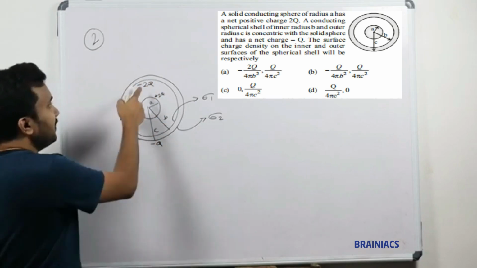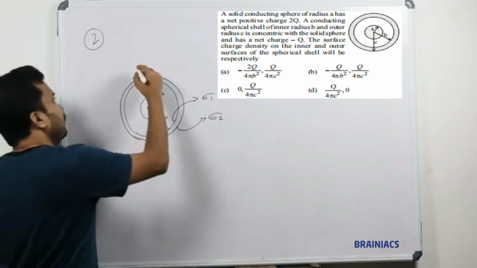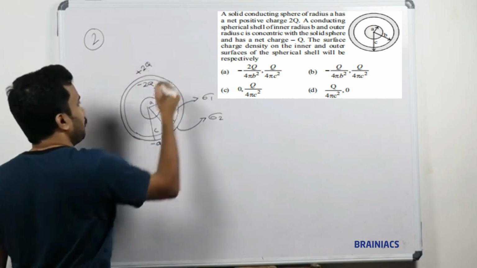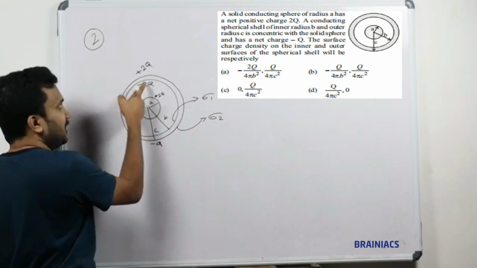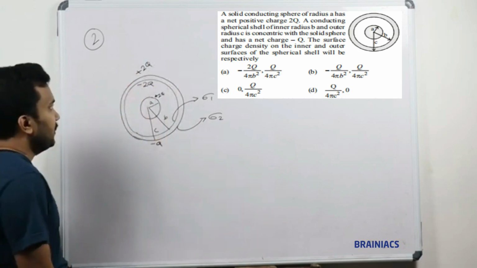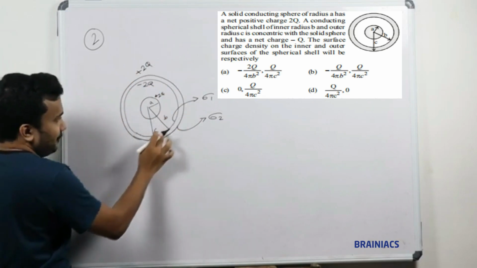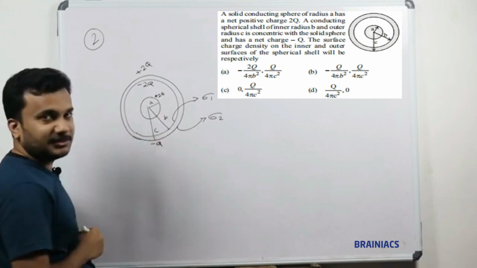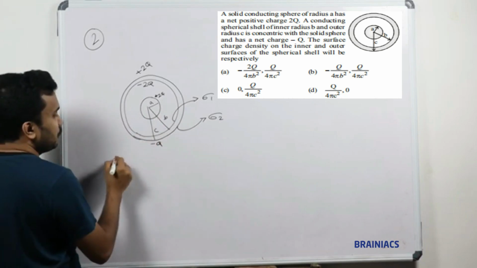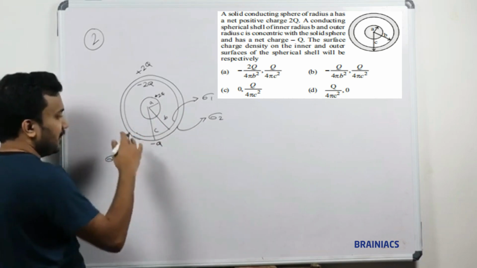Okay, this minus 2q will induce, the other end what will induce? Plus 2q, just opposite. Here minus means here plus will induce. So with respect to the inner surface, whose radius will be equal to what? C. So sigma 1 will be equal to charge per area.